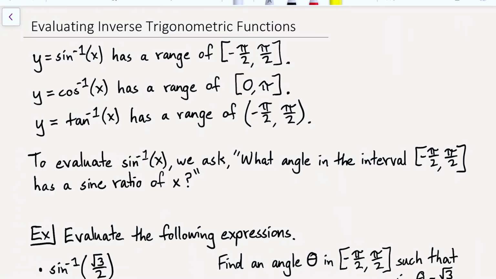In this video, I would like to begin evaluating inverse trigonometric functions. The output values of each of these functions will be an angle, and it is important to note the range that that angle must lie within for each of the designated functions. So to evaluate sine inverse of x, for example, I'm asking the question, what angle in the interval negative pi over 2 to positive pi over 2 has a sine ratio of x?